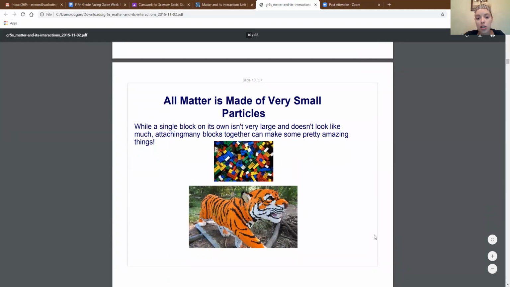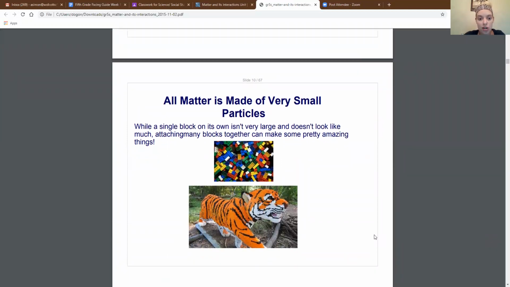While a single block on its own isn't very large and doesn't look like much, attaching many blocks together can make some pretty amazing things, okay? So a single block of Lego looks like nothing on its own, but when you put them together, they create an amazing work of art, okay? So if we think of it as a Lego, we put all those particles together and then we create bigger matter.